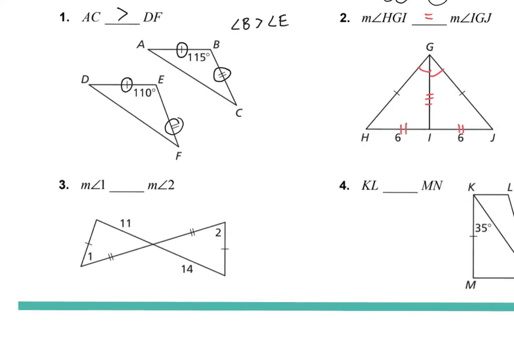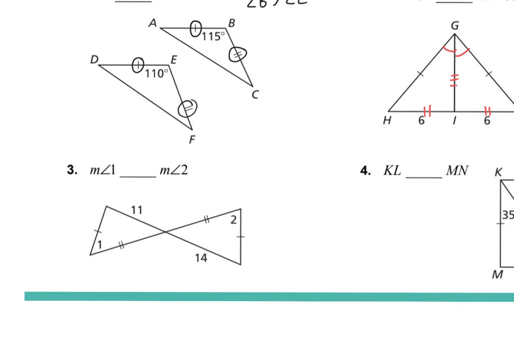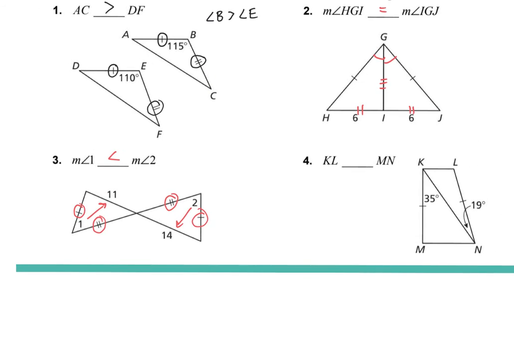What about number 3? Number 3. Janelle? Less than. Why? Because 1 is with the 11 and 2 is with the 14. Very good. The angle for 1 is opposite a side that's 11. The angle with 2 is opposite the side for 14. Now, the other two sides, do you see how they're equal to each other? That has to be there in order for us to make that conclusion. Okay? Number 4.